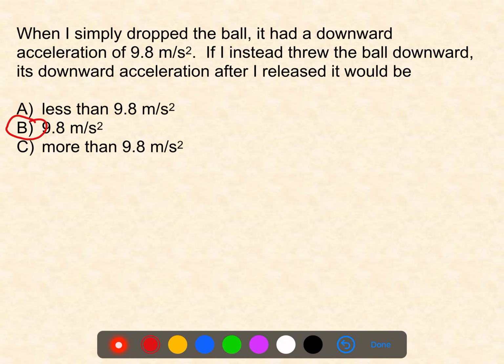Yes, you may have accelerated it to an initial downward velocity as you pushed on it downward, but as soon as you let go, it is under the influence of gravity only. It's no longer under your influence, and so the only acceleration you have is that due to gravity, 9.8 meters per second squared. Of course, it would have had an initial velocity, which is not the same as when you drop it, but velocity and acceleration are different, right?